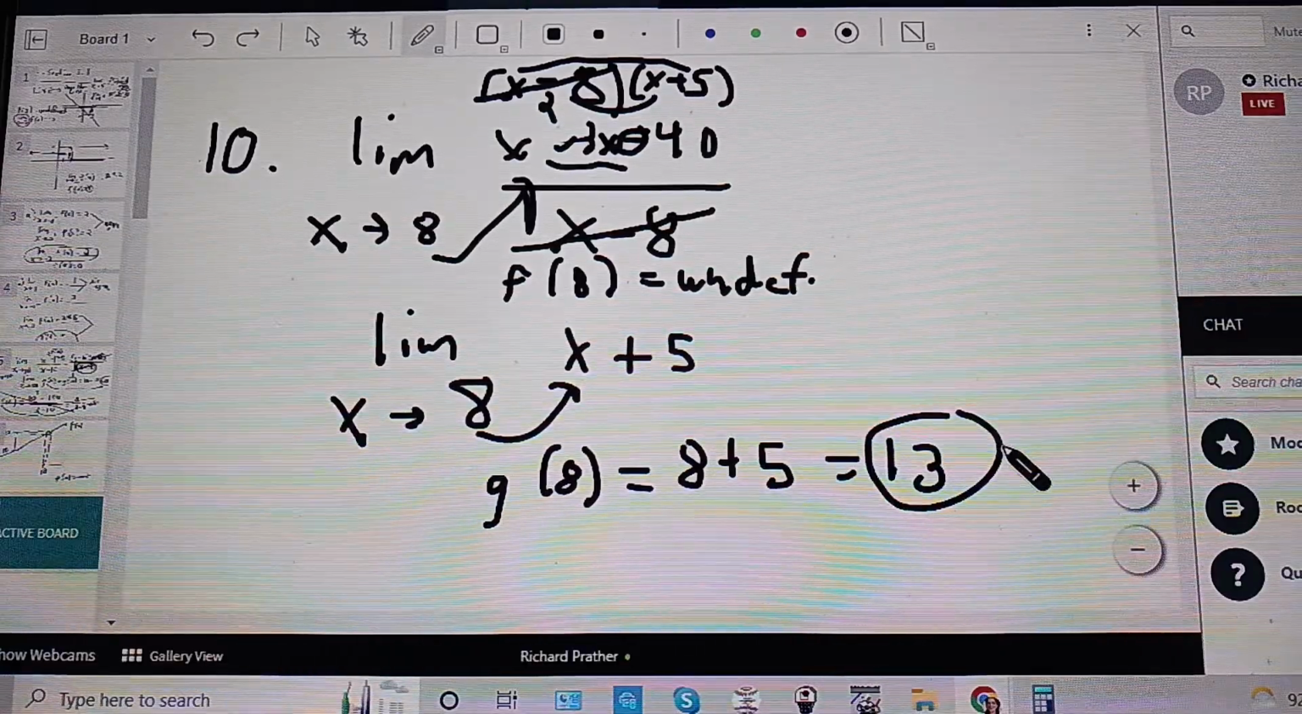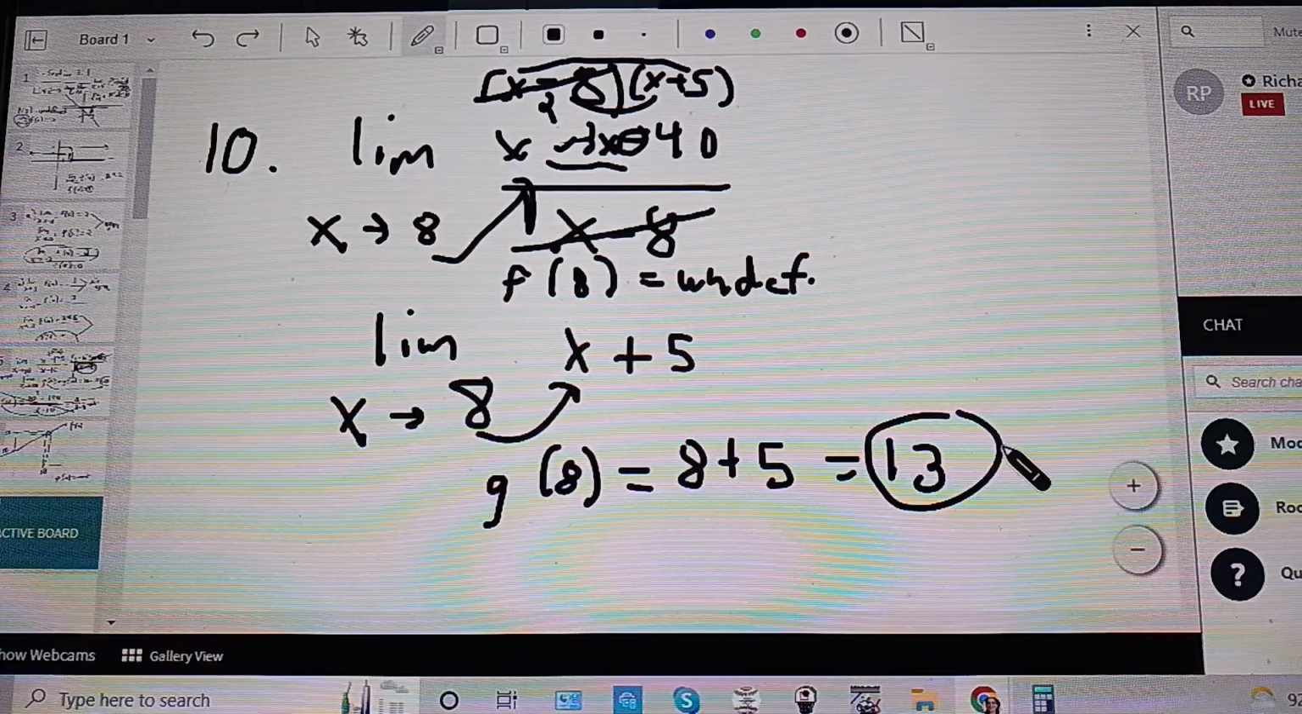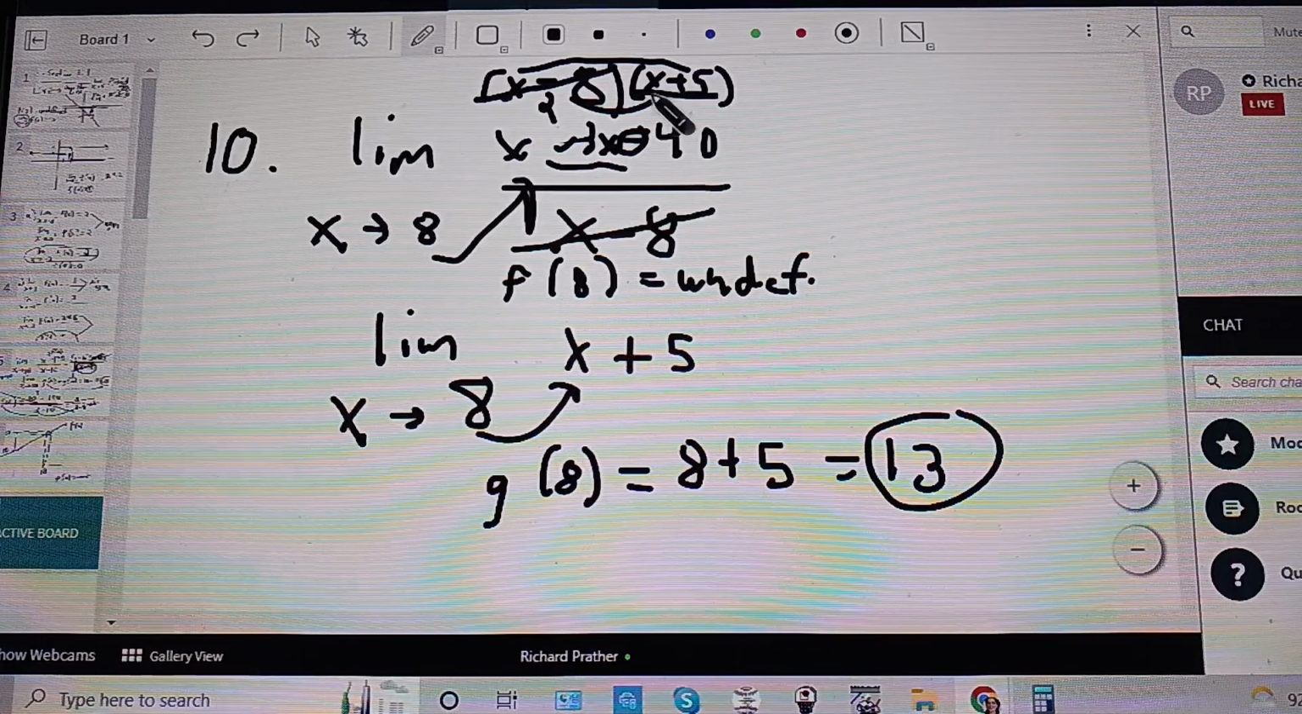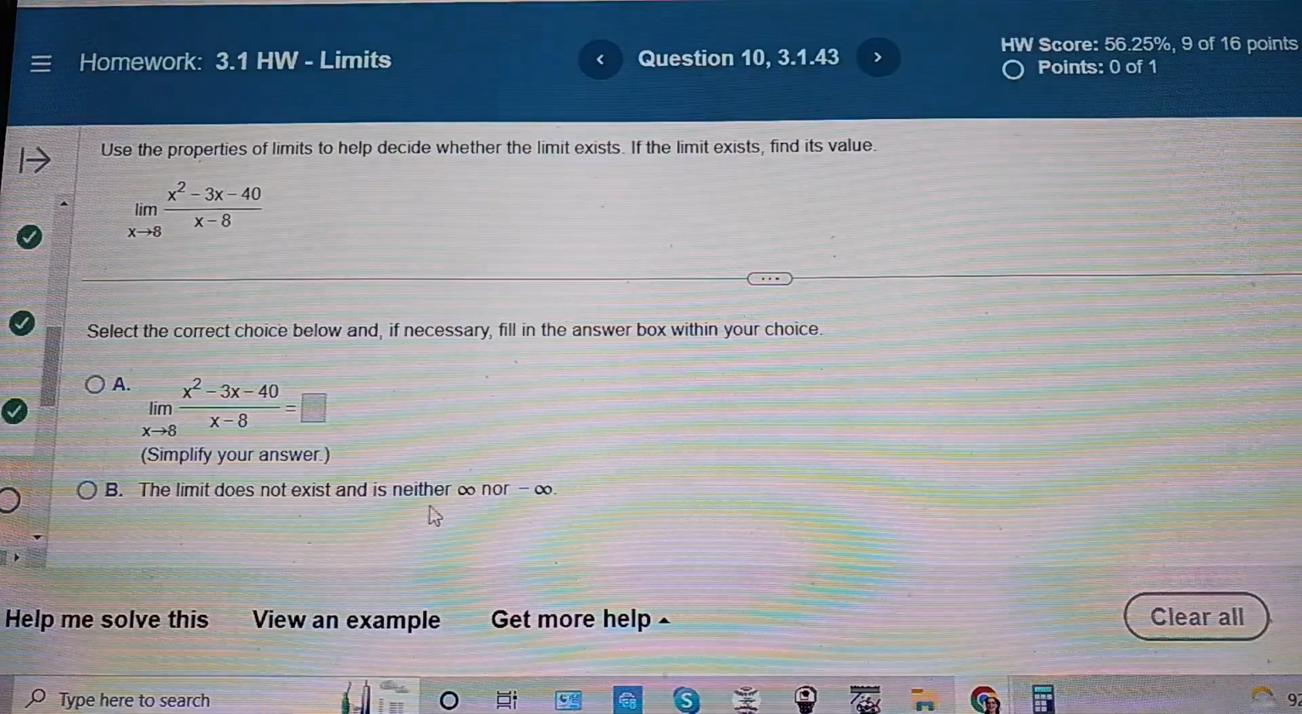And therefore, the limit of even the original function will also be 13, because you're just going to have a hole in the graph at that spot. It's going to be a line, the line y equals x plus 5, and there'll be a hole in the graph at 8, but other than that, it'll just be going up by a slope of 1. So 13.